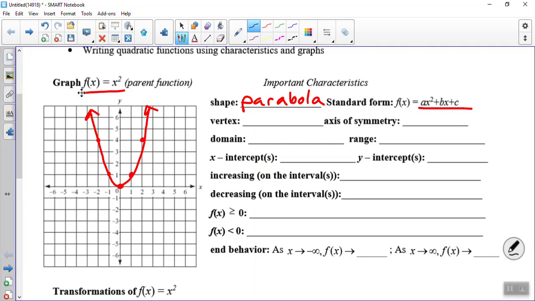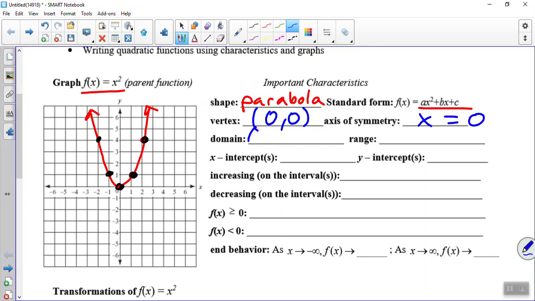Again, make sure you're graphing it with this curve. That's important to distinguish this from an absolute value function, because as you'll see, a lot of the other characteristics are the same as absolute values. So we need to distinguish it using the shape of our graph. We see that the vertex is 0, 0. The axis of symmetry is the x-coordinate of the vertex. So wherever the vertex is, if it shifts, it's through the x-coordinate of the vertex. In this case, it's the vertical line x equals 0.